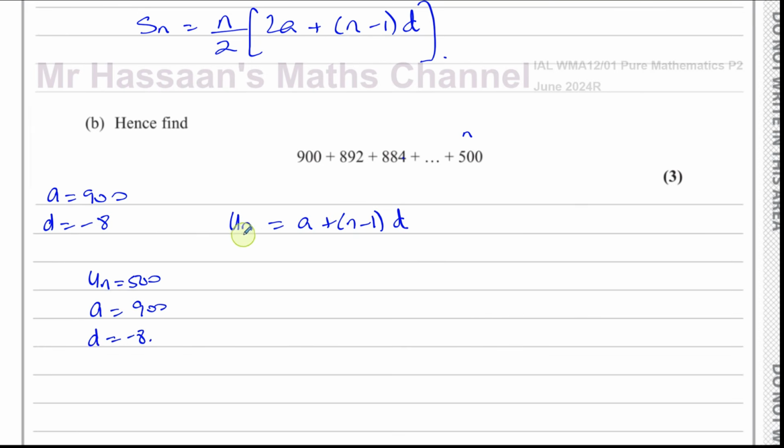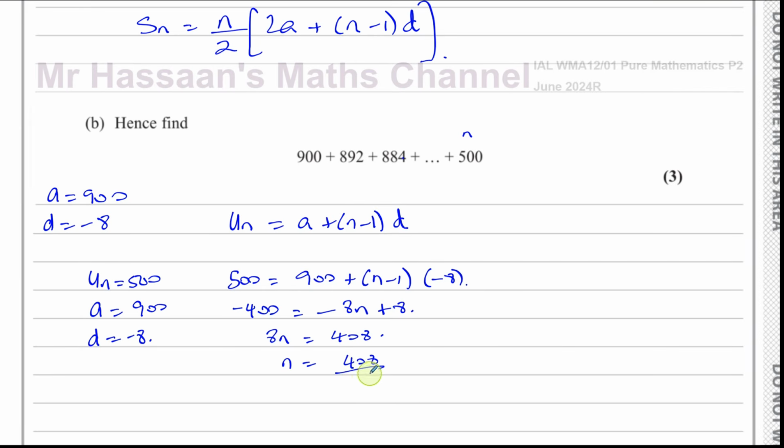So we can just replace these values. And the only thing we don't know is n. So we can say 500 is equal to 900 plus n minus 1 times -8. So you have 500 minus 900, which is -400, equals minus 8n plus 8. So we can do the following. We can say, okay, 8n is equal to 408. So n is equal to 408 divided by 8. So 8 goes into 40 5 times, 8 goes into 8 1 times, and there's no remainder, 51. So we know that the number of terms is 51. Okay.